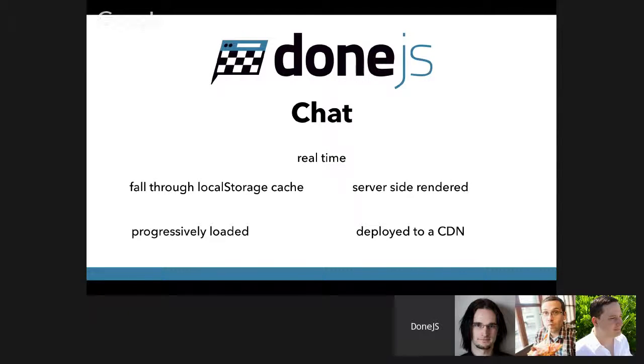So this chat is going to solve a lot of the most complex performance issues, and it's going to demonstrate that. It's going to be real time. It's going to use caching techniques to store old chat messages in local storage so that it can display them immediately. It's going to be server-side rendered. It's going to be progressively loaded so it only loads exactly what is needed, and it's going to be deployed to a CDN.